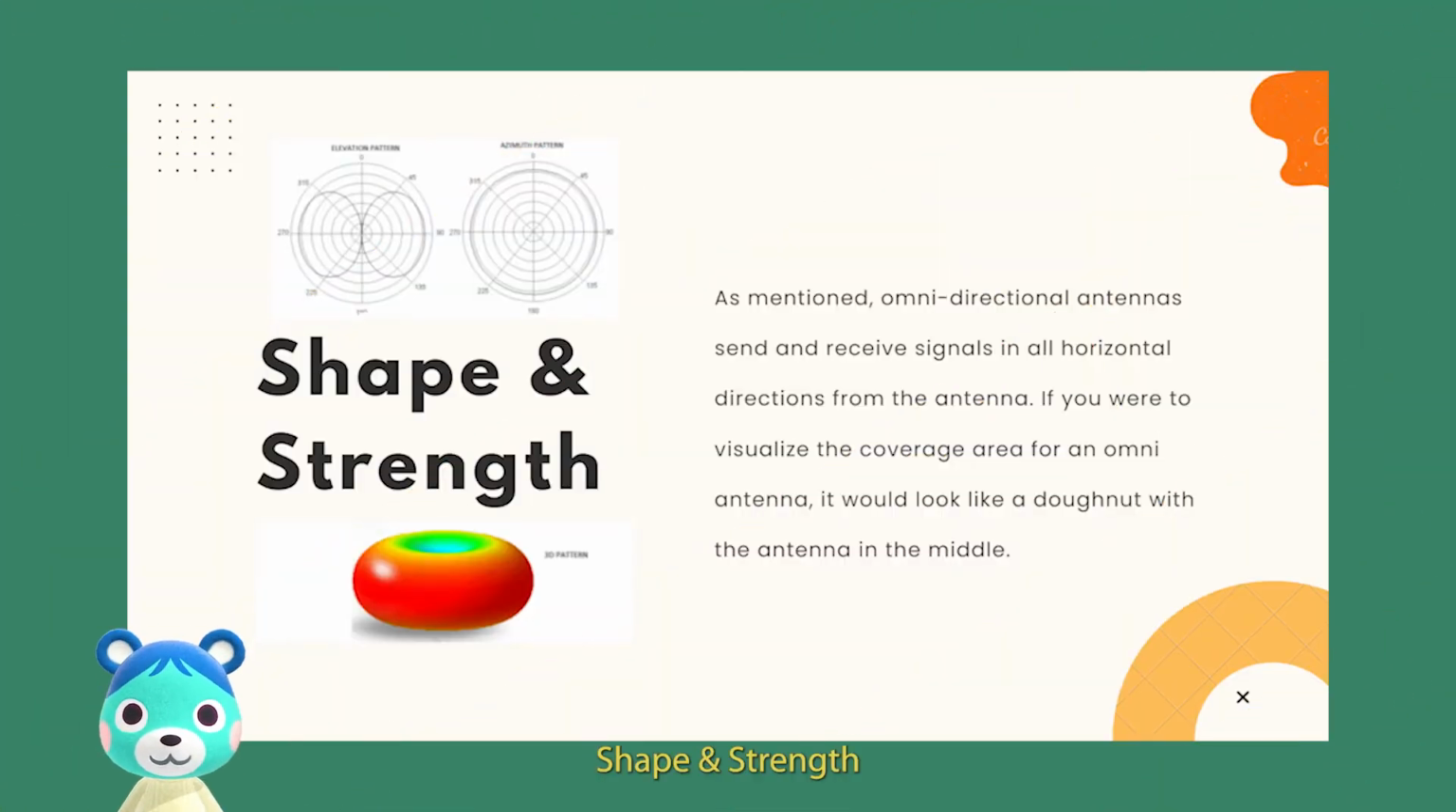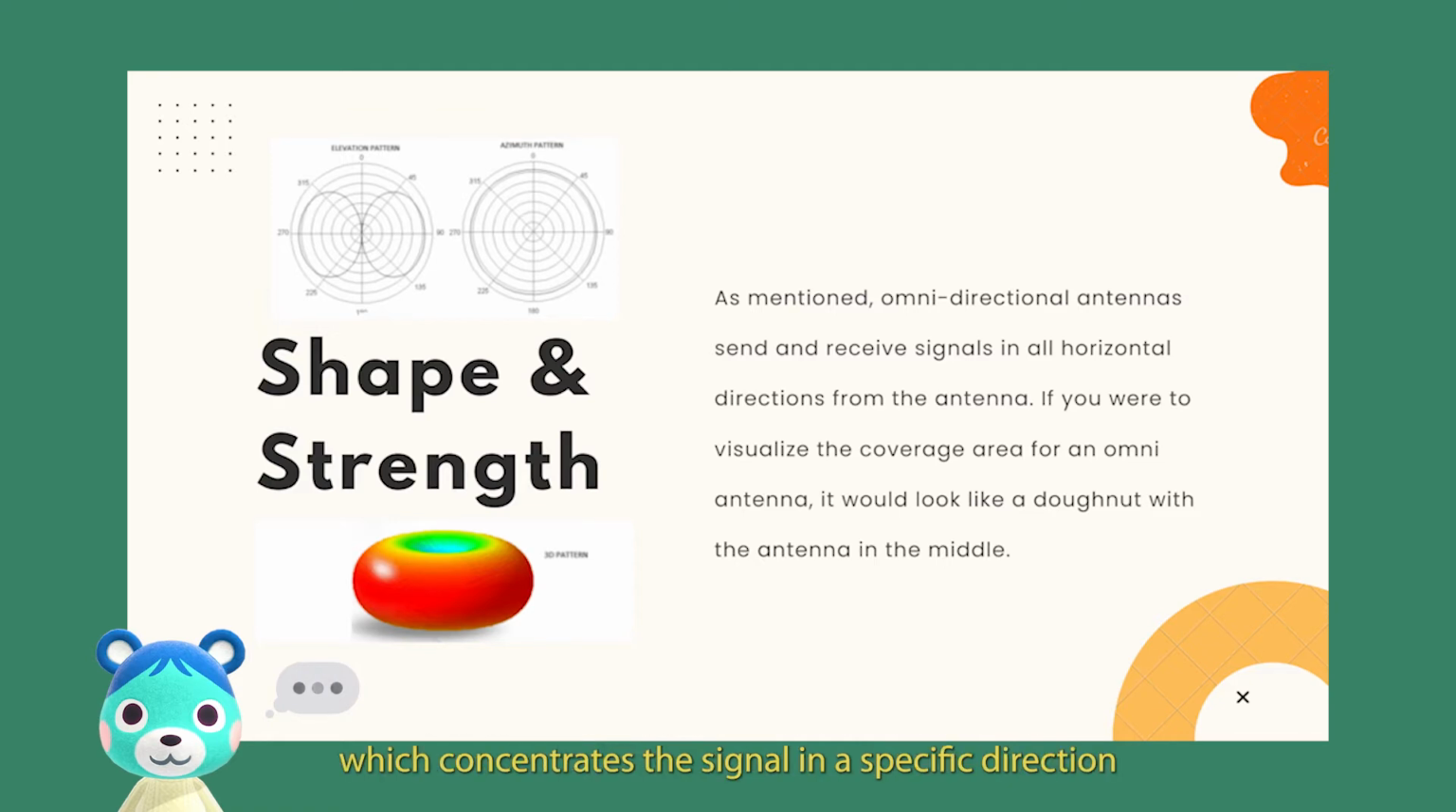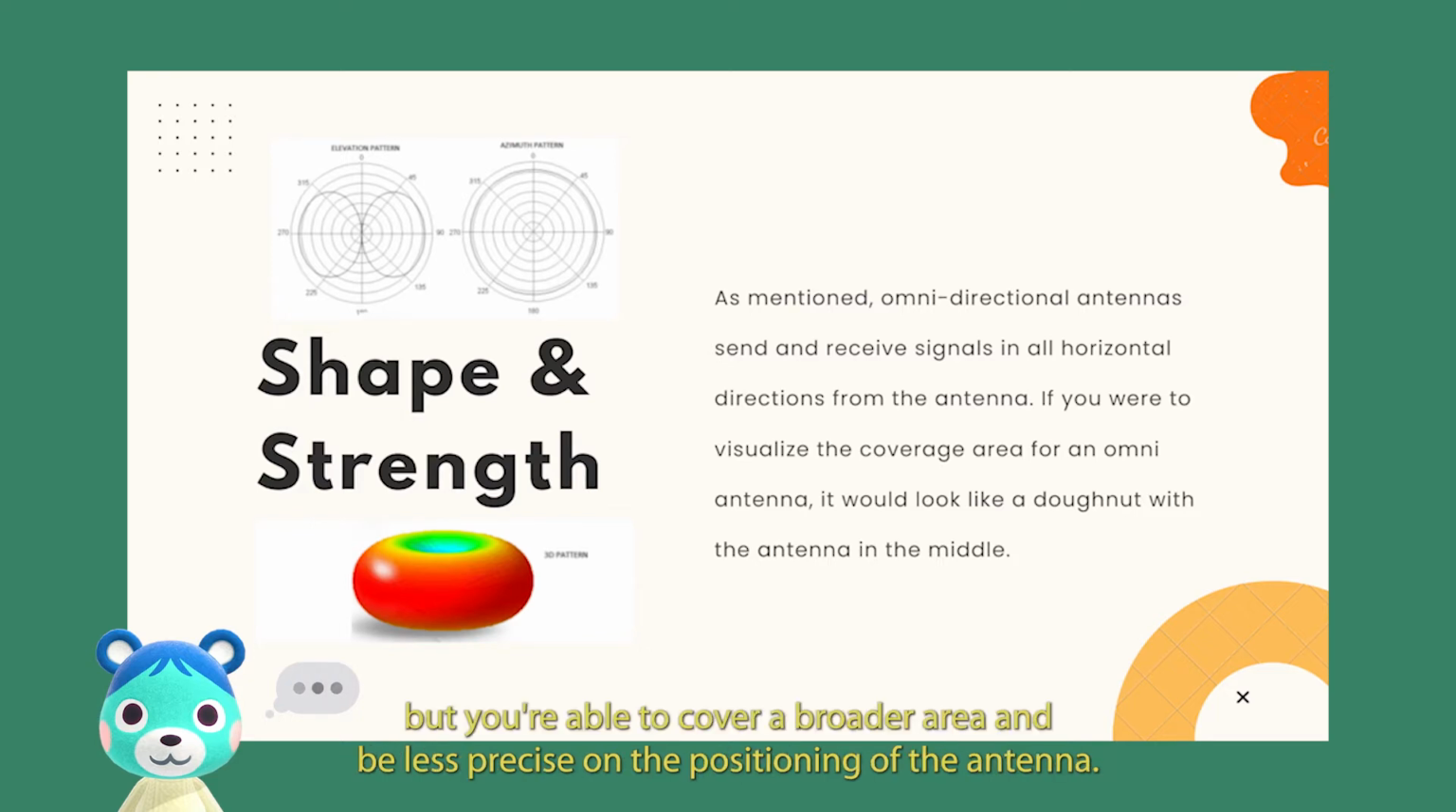Shape and strength. As mentioned, omnidirectional antennas send and receive signal in all horizontal directions from the antenna. If you were to visualize the coverage area for an omni antenna, it would look like a donut with the antenna in the middle. Since the radio waves are being sent in all directions, the strength of the signal is less than you would find from a directional antenna, which concentrates the signal in a specific direction, but you're able to cover a broader area and be less precise on the positioning of the antenna.